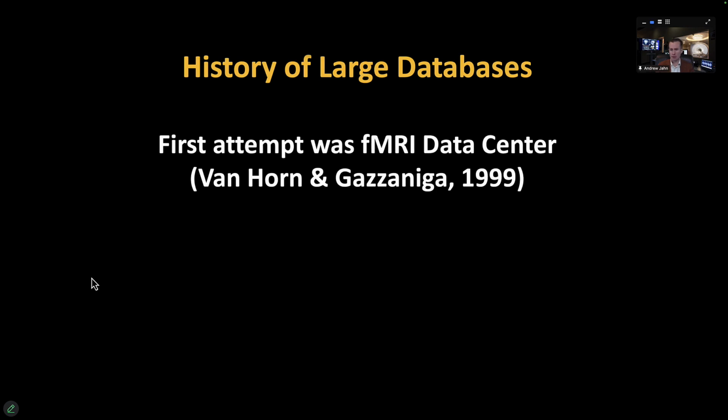So some of these databases have their genesis in one of the first attempts back in 1999 by Jack Van Horn and Michael Gazzaniga. This first attempt was called the fMRI Data Center, or fMRI DC. They were both working at Dartmouth at the time. They got in contact with some different leading neuroimaging journals at the time, and they said anybody who submits their manuscript, encourage them to also submit their data as well.